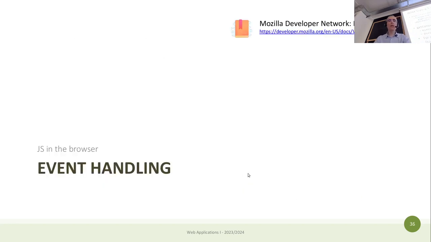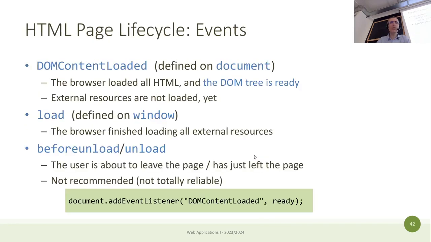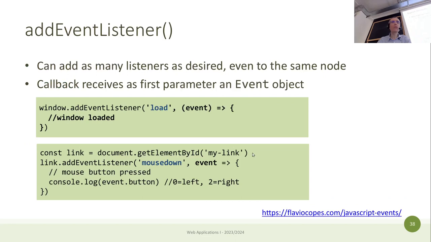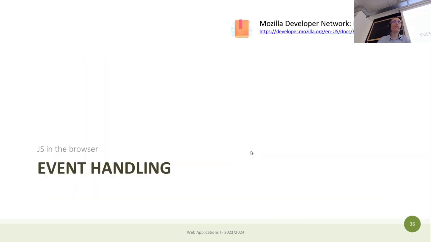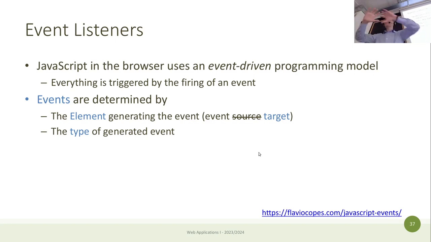Okay, just a few words about event handling, and then we will stop for the break. And I also prepared an example. So we saw the tree, we saw the elements, and we saw that we can manipulate elements, right? So we can create new elements, we can attach the elements to the tree, we can change properties, and so on.